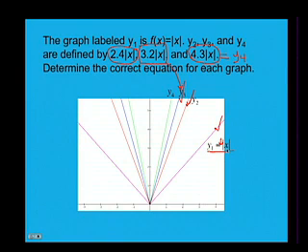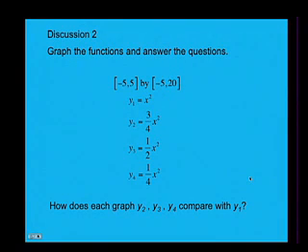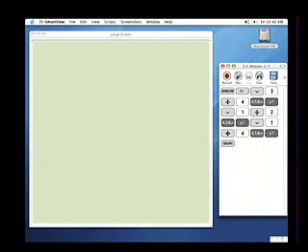Now, let's take a look at another type of stretch. Let's take a look at what happens when we use coefficients like 3/4, 1/2, and 1/4. And let's take a look at how those graphs compare with the original graph of just y sub 1 equals x squared. All right, so let's take a look at this on the graphing calculator.